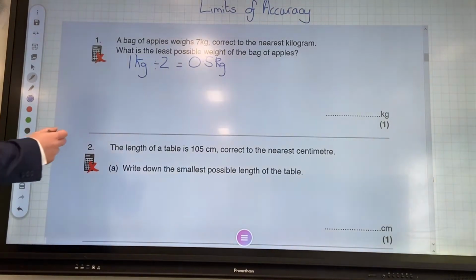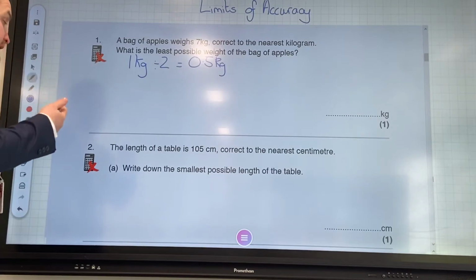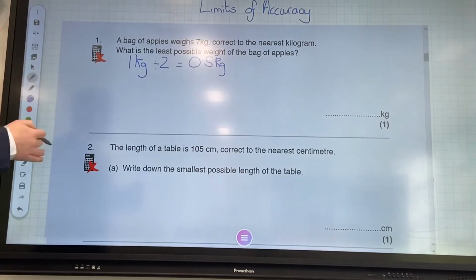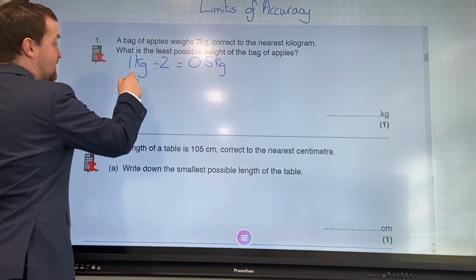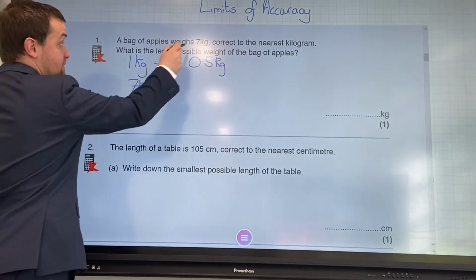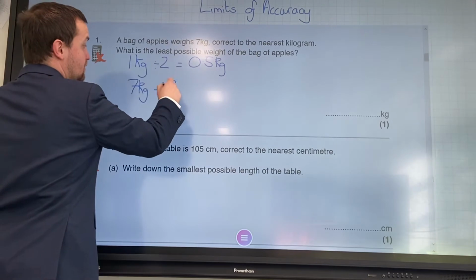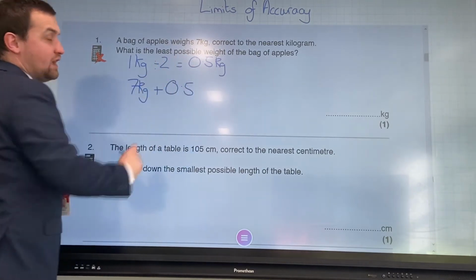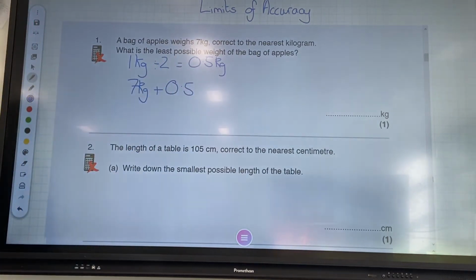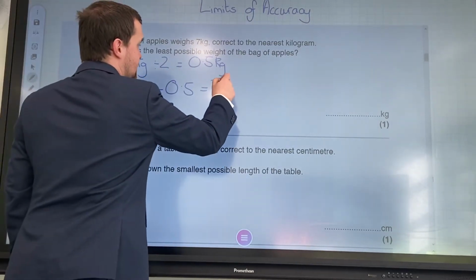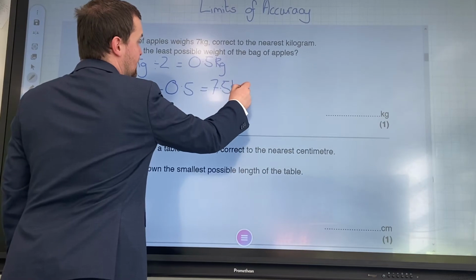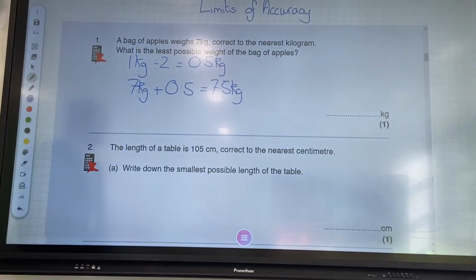The questions could be find the upper or find the lower. If we're finding the highest possible, we're going to do 7 kilograms, which is what it's been rounded to, and add on whatever answer we got in step 1. So that would be 7.5 kilograms. The greatest that bag of apples could weigh is 7.5 kilograms.